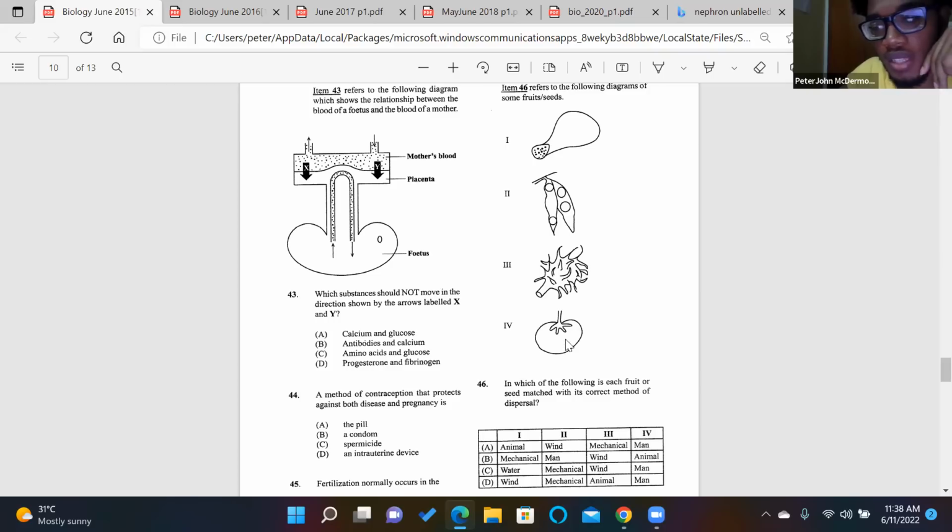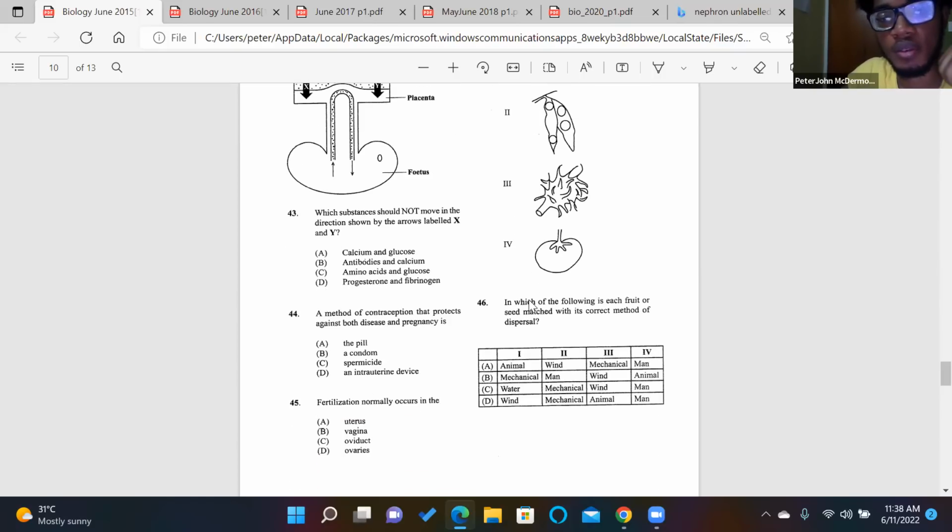People eat tomatoes and then go and do whatever. Wind, you need something light. You need something really light for wind, and these pollen grains are small and light. 2, mechanical, yeah, we can just go with that.